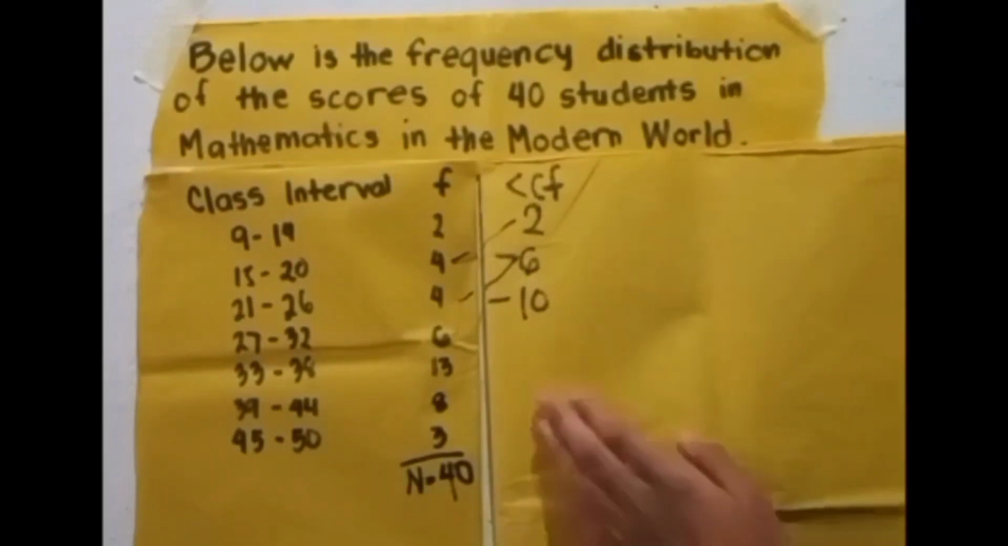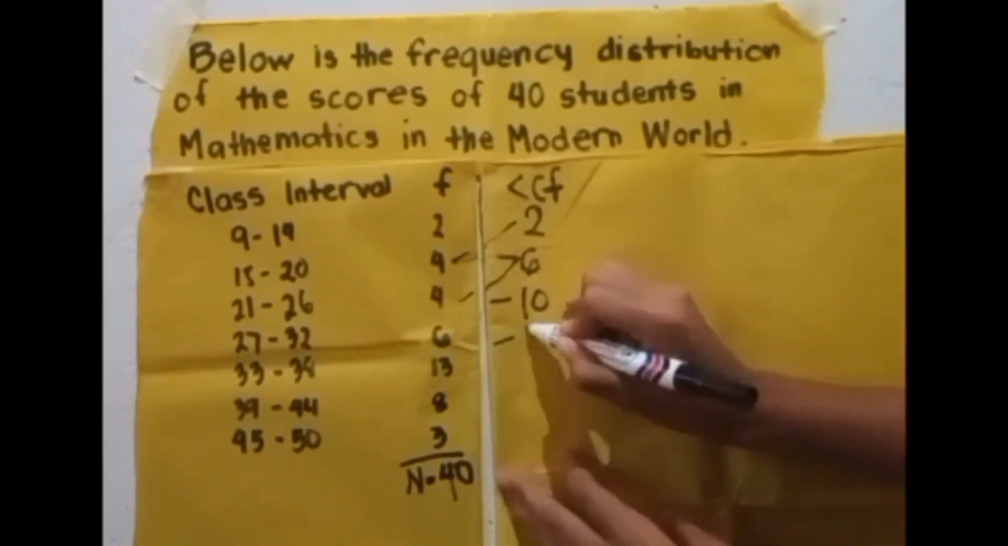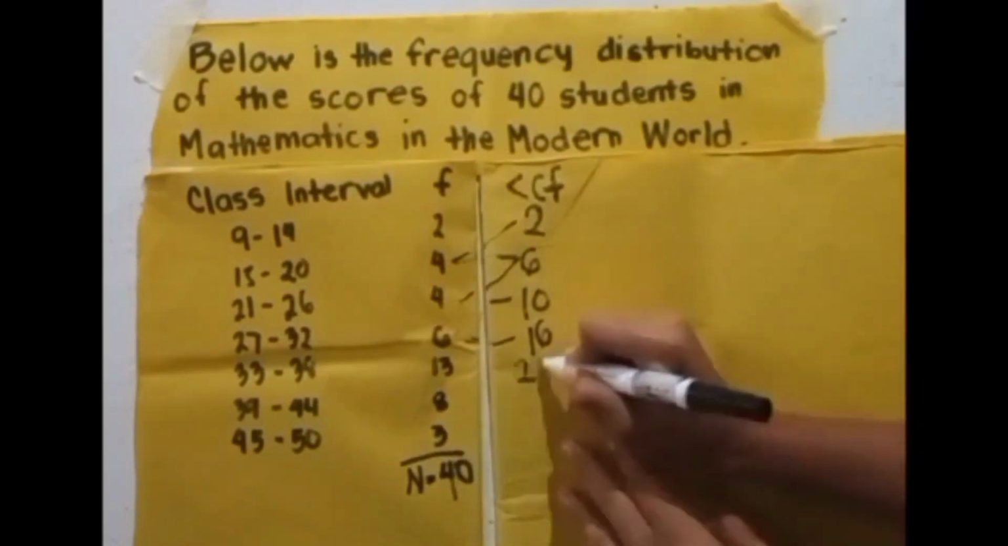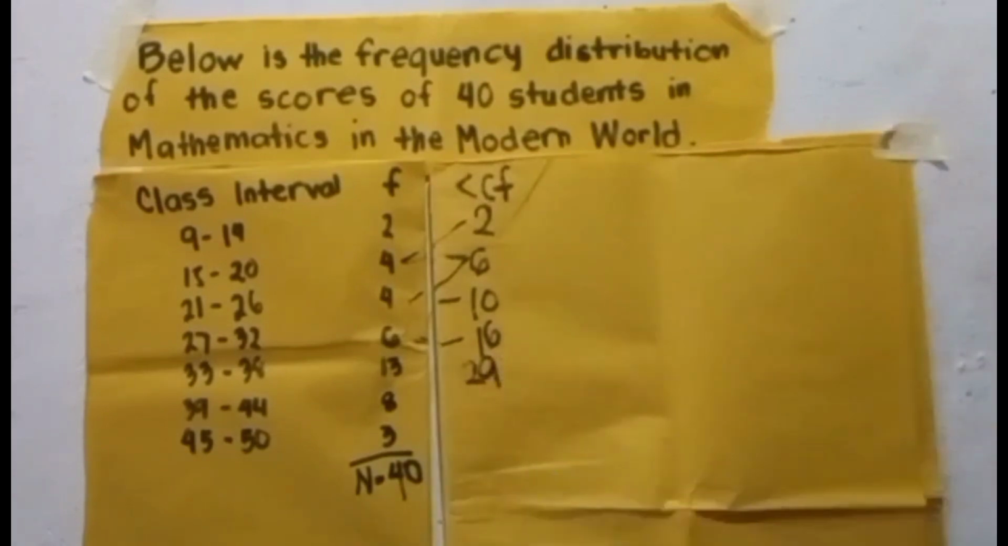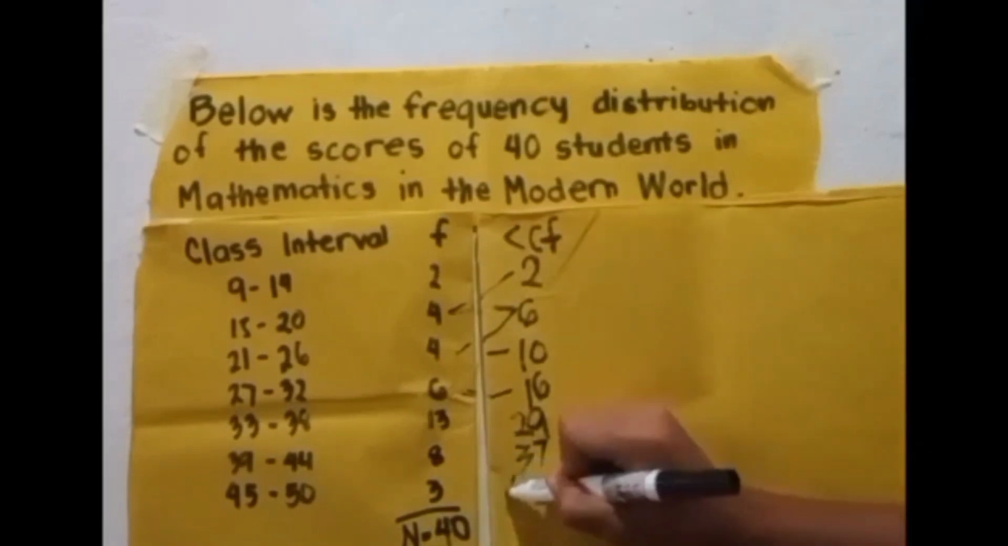Next, we need to add 10 to 6 to get the answer of 16. And then we need to add 16 to the frequency, which is 13. The answer will be 29. And then we need to add 29 to 8 to get the value of 37. And lastly, we need to add 37 plus 3 to get the value of 40.